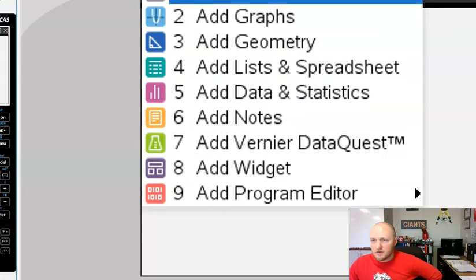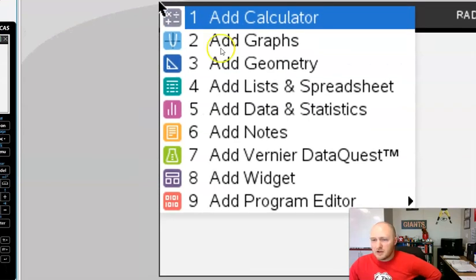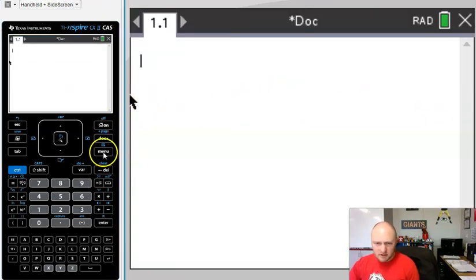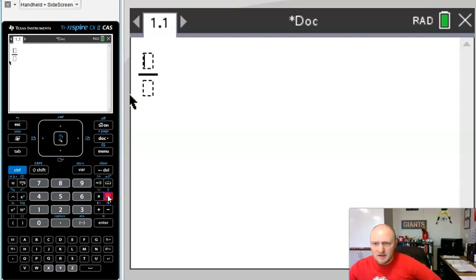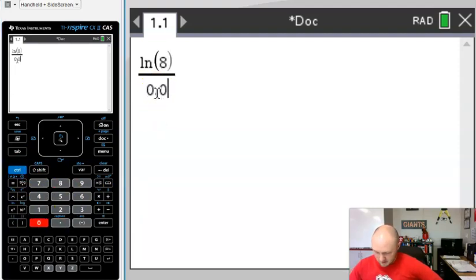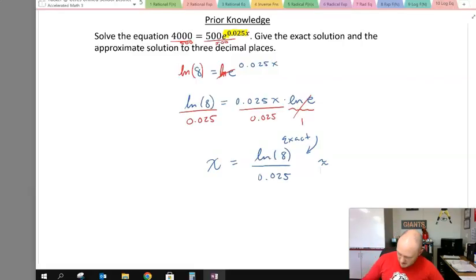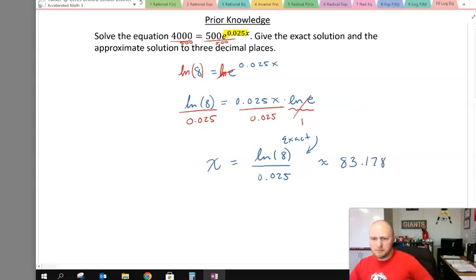Let me adjust this window for us right here. Okay, that's better. So here's my calculator. I'll go ahead and add a calculator, and I want the natural log of 8. So I'll hit Control Divide to get a fraction: natural log of 8 over 0.025. Okay, and they wanted it rounded to 3 decimal places. So I'll look at 83.1776, and we're going to round the 6. So 83.178.